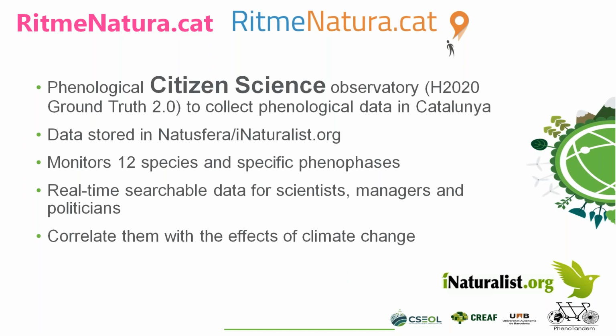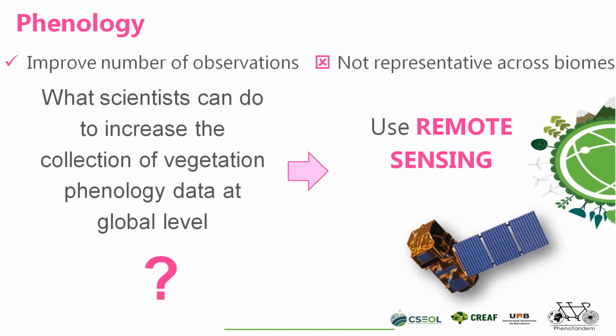The name is Ritme Natura, which translates literally to nature rhythms, and the data was stored in a biodiversity platform with small modifications for phenology. We are monitoring 12 species. The idea is to have real-time searchable data for scientists, management, and policymakers, and to correlate those effects in the phenology with climate change. But of course, this is a long process because you need long time series to do that.